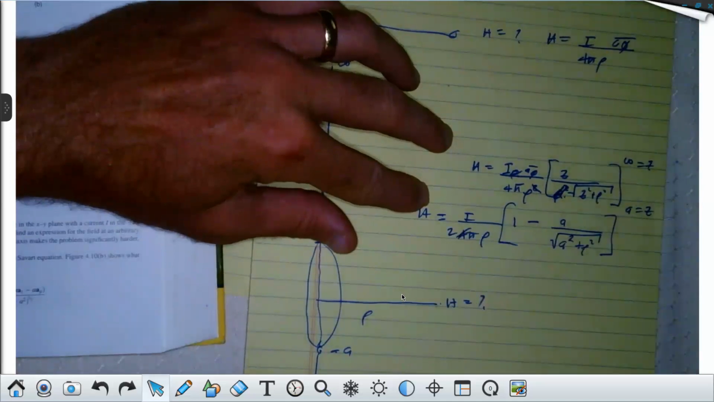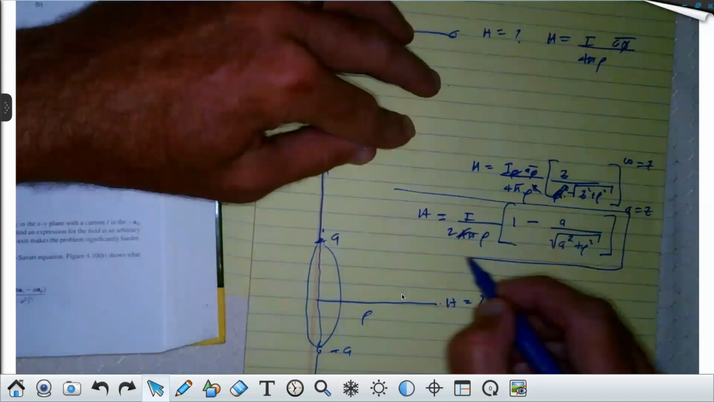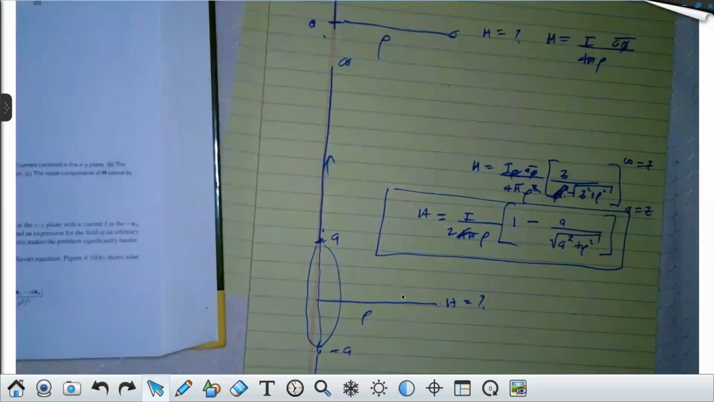Everybody in class, you see that? And this would be the H field that would be at a distance rho. It would be at z equals 0 in the xy plane. Y'all follow me on this? Give me a show of hands if you do, so I can see who's there. Fowler, you do? Tyler? Okay.